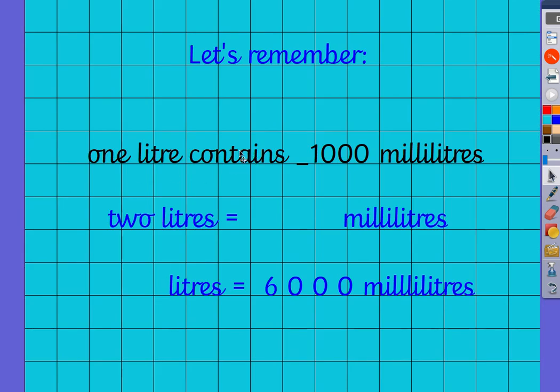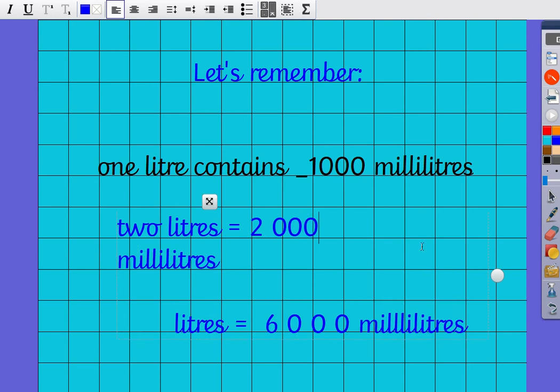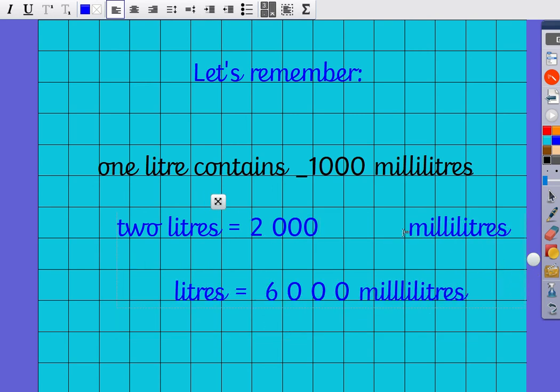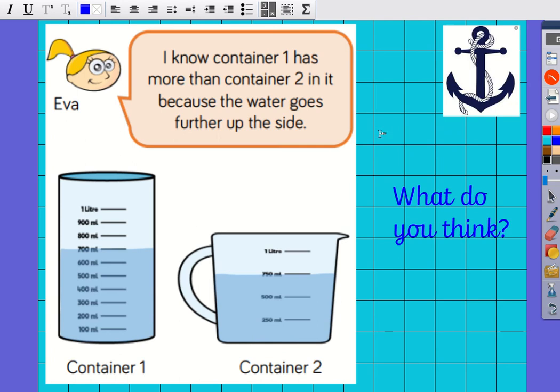So let's just remind ourselves that 1 litre contains 1,000 millilitres. Therefore, if 1 litre contains 1,000 millilitres, 2 litres will contain 2,000 millilitres. And equally, 6,000 millilitres equals 6 litres, doesn't it? There we go. Okay, so just a little bit of an anchor scale, something to get your brain thinking here.